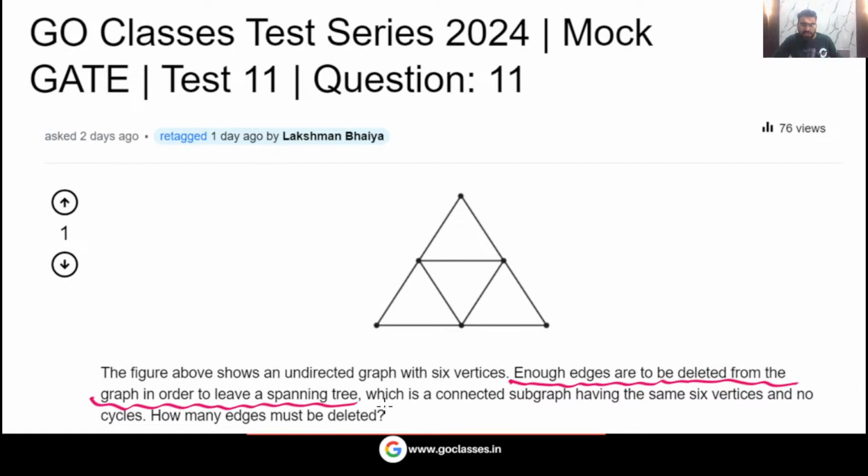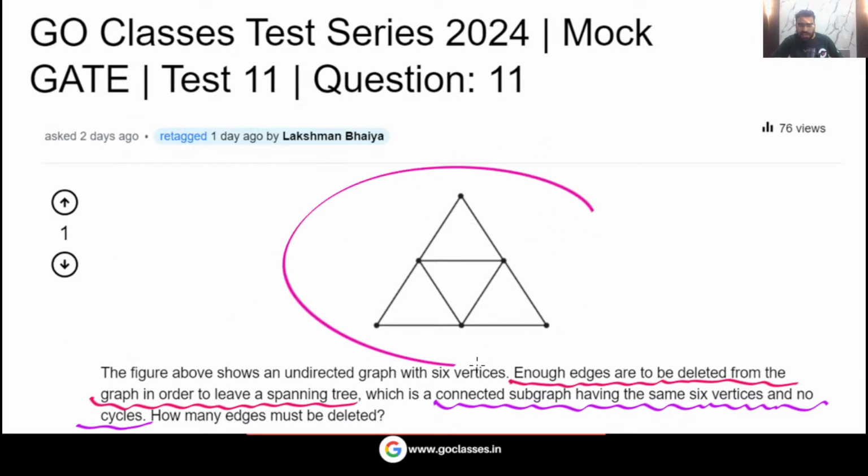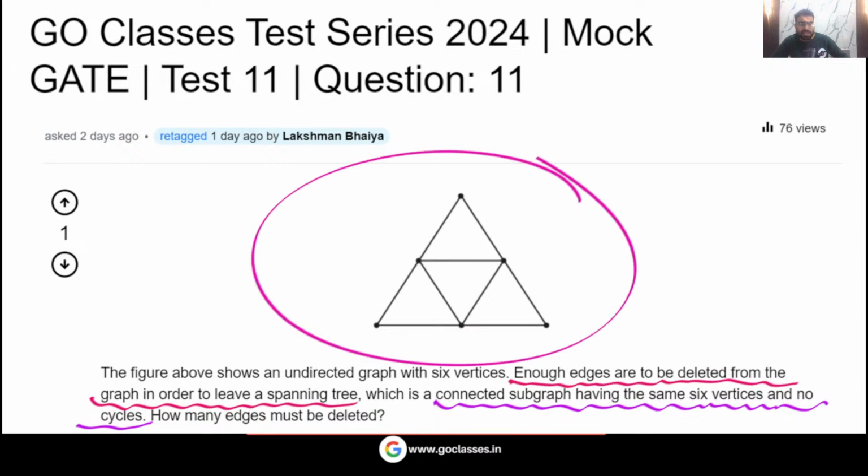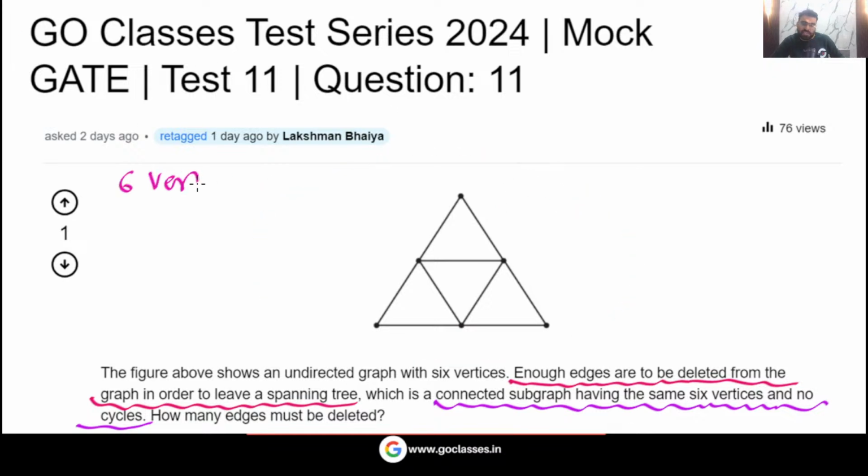What is a spanning tree? It is also given to you in this question. The spanning tree is basically a connected subgraph which has the same 6 vertices, and there is no cycle. So remember what a spanning tree is. The question says that an undirected graph with 6 vertices and 9 edges is given, and we have to delete some edges so that finally we get a connected subgraph.